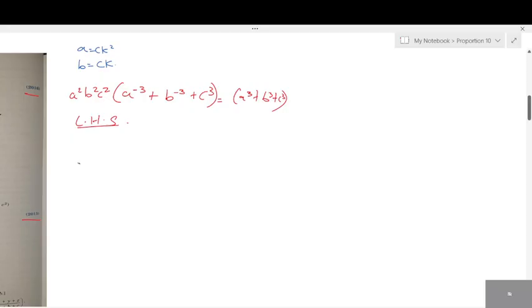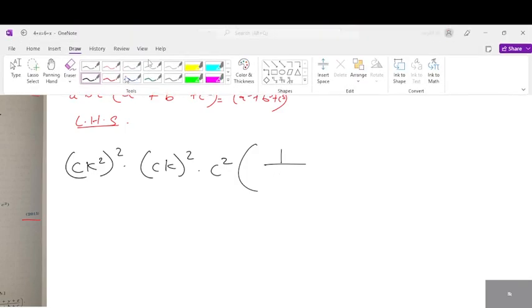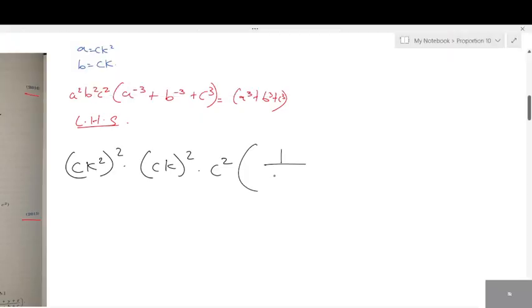What is the A value given? Ck square the whole square into ck the whole square into C square. A to the power of minus 3 is given, students. If it is minus 3, what should I write? 1 by A cube. So replace the A value. What is the A value given? Ck square the whole. So I'll write it like this.